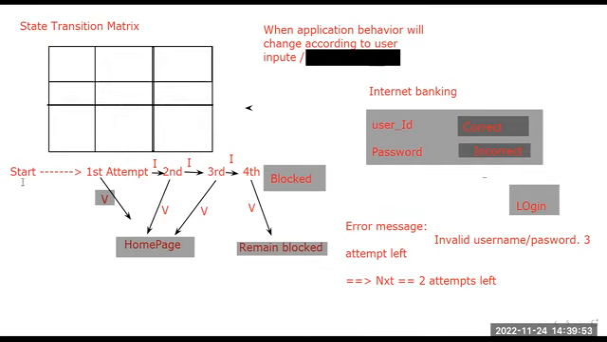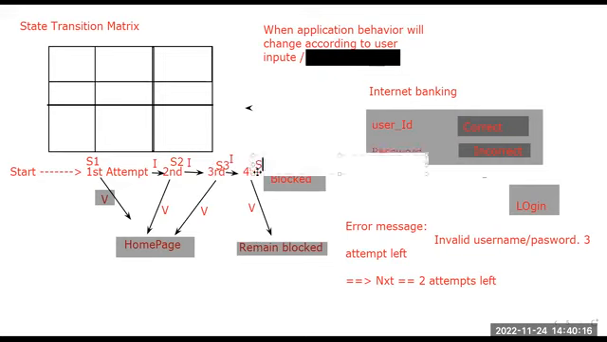Okay, let's say that here I'm having a state name. Let's say that this is state 1, the first attempt. State 1 means we're starting, this is the first attempt. Now we have the second state, state 2, state 3.